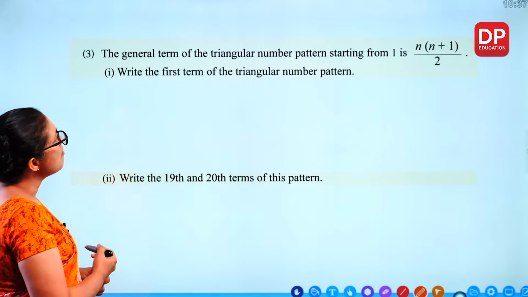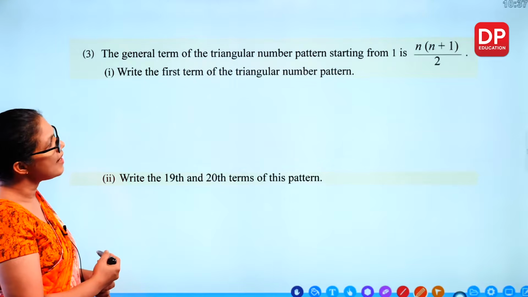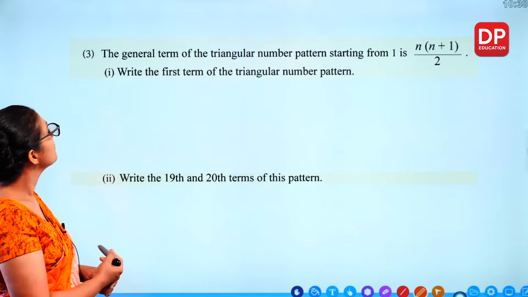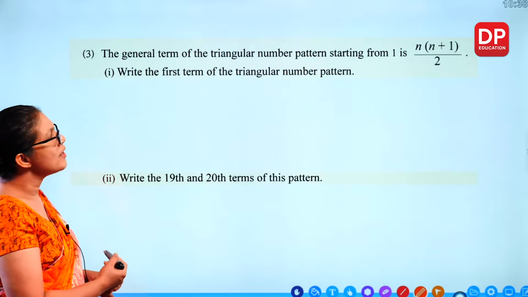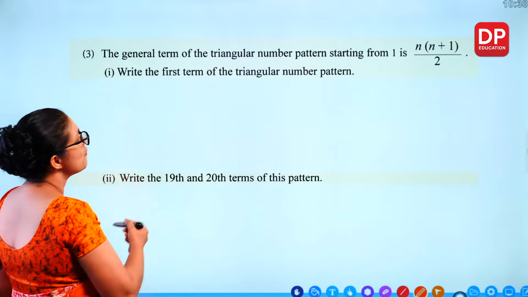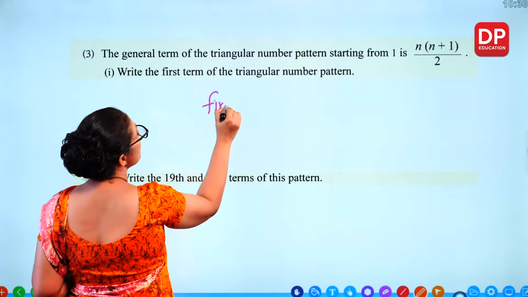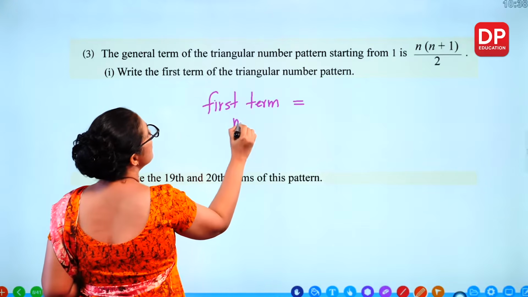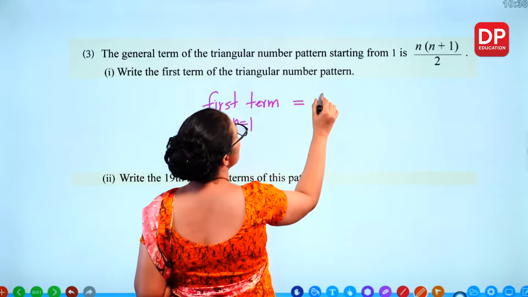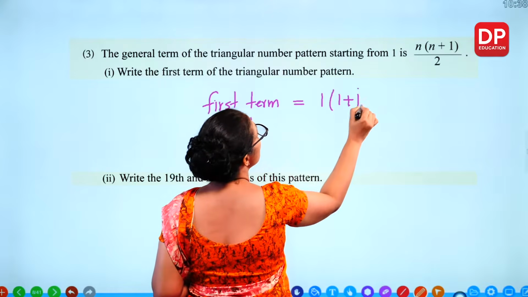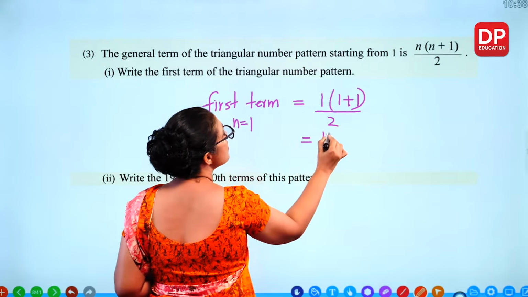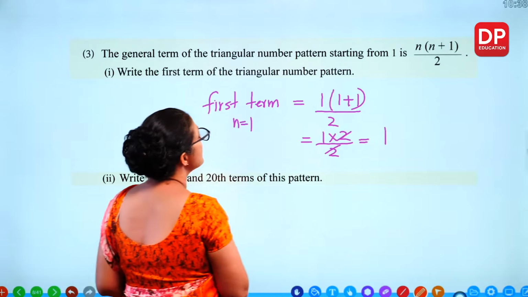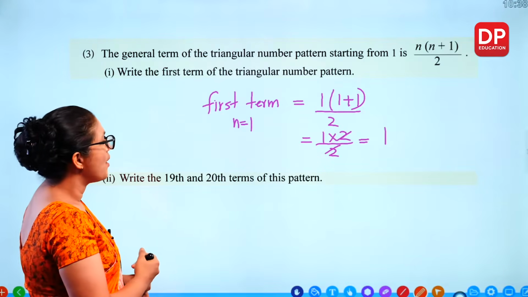The general term of the triangular number pattern starting from 1 is n times (n plus 1) divided by 2. Write the first term of the triangular number pattern. How do you find the first term? First term becomes n equals 1. So substitute 1: 1 times (1 plus 1) divided by 2. You get 1 times 2 divided by 2. 2 gets cancelled out. The first triangular number is 1.